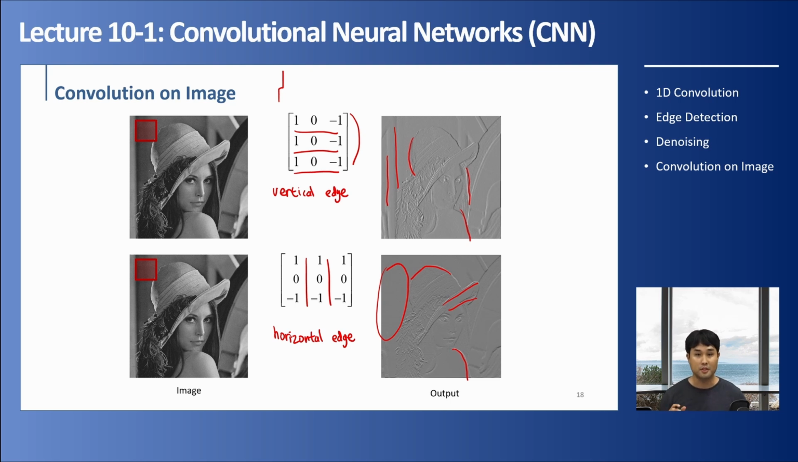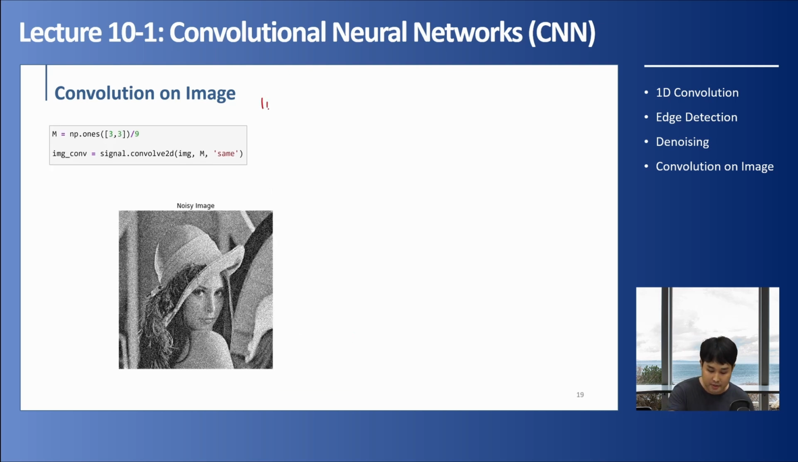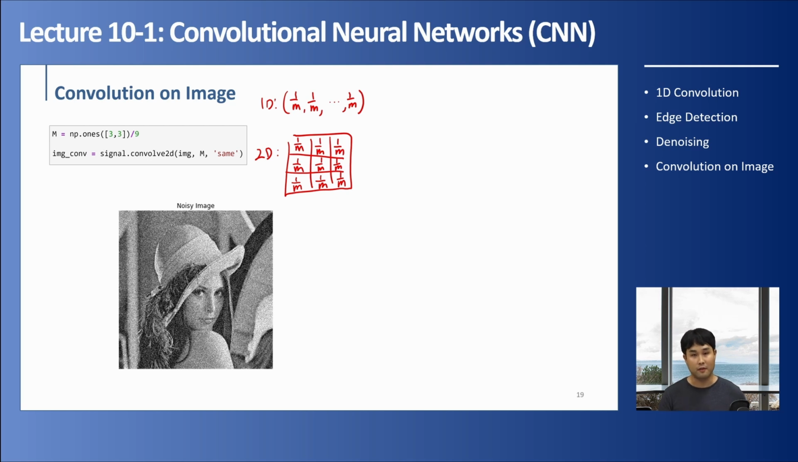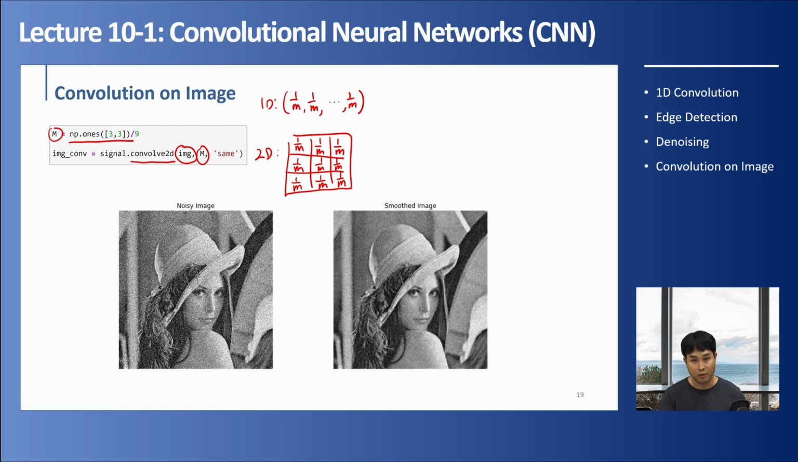We can also implement the denoising example in 2D. In the 1D case, the denoising or moving average filter had the following form. And just like we've done for the edge detection case, if we expand this in 2D, we have a filter that looks like this. Now to implement the convolution operation in Python, we simply have to use the convolve2d operation. Once we define our kernel over here as m, we convolve our original image with the defined kernel. As a result, we obtain a smooth image, just like we've seen in the 1D case.